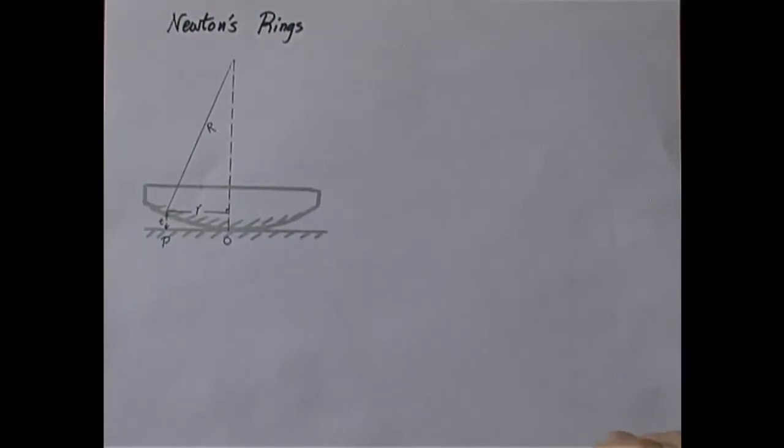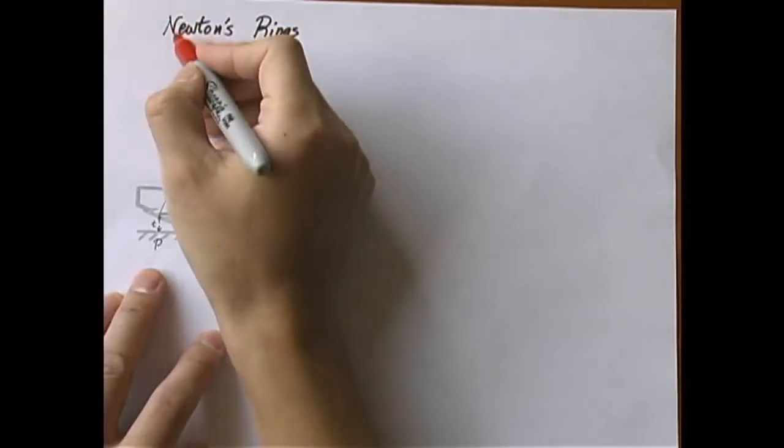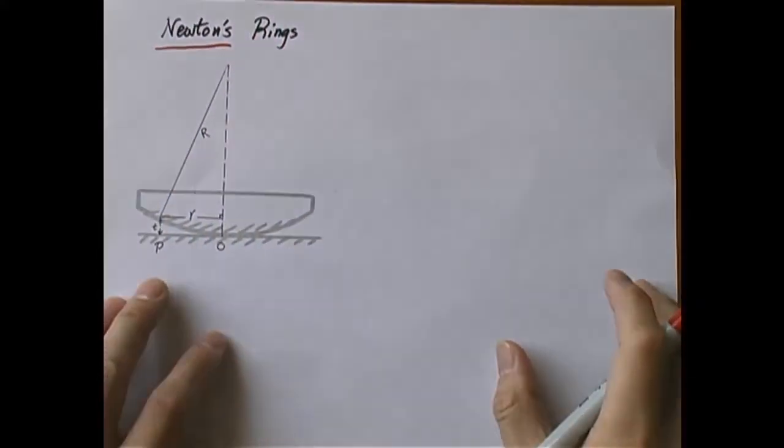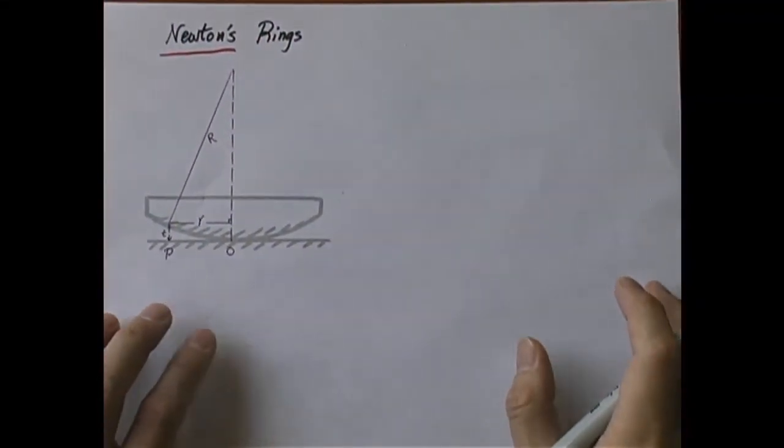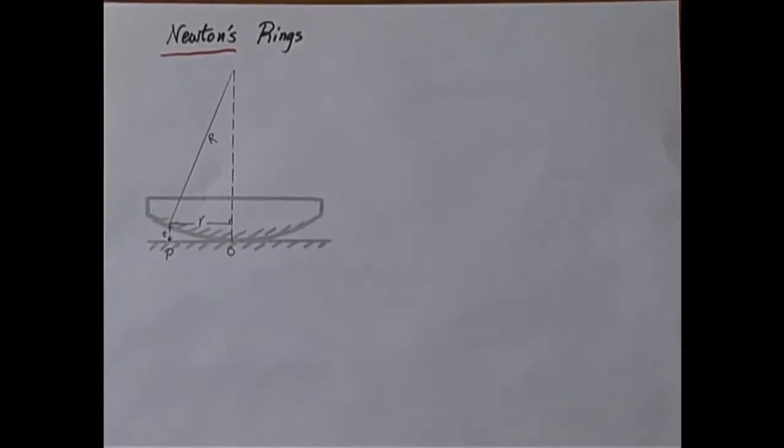Another famous example of interference by reflection is the so-called Newton's rings. This is none other than the great Sir Isaac Newton himself. So he followed us all the way from 1A through 1B, now to 1C. Okay, Newton's rings. What is a Newton's ring?